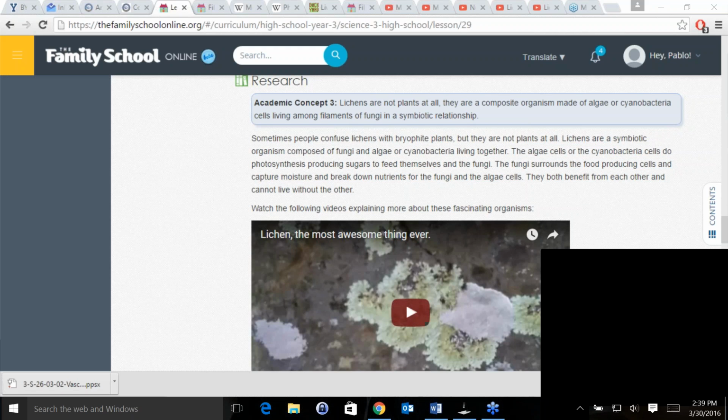So lichens are not plants at all. And they are very interesting. They are composite organisms. They are made of algae cells or cyanobacteria cells. What is the difference between a regular bacteria and a cyanobacteria? What do you think the difference would be? What would be similar between a cyanobacteria and an algae?